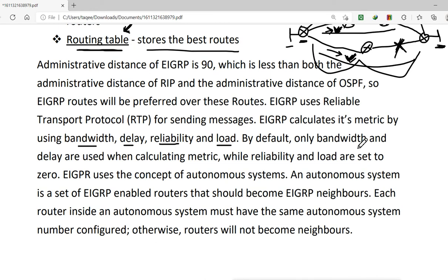We don't mention that in OSPF, but OSPF still uses the autonomous system, we just don't configure it. But when we want to combine two different autonomous systems, then we use the autonomous system number for OSPF also.